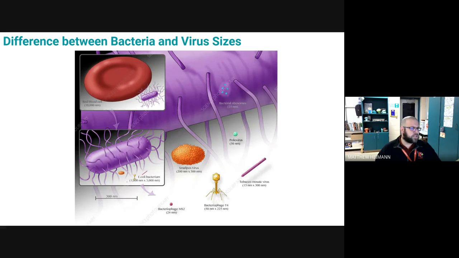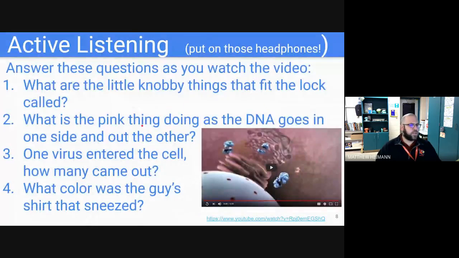Yeah, look at the size difference between the red blood cell and the bacteria. And then here's the bacteria and the viruses. Tiny, tiny, tiny, tiny, tiny. All right, let's keep moving.